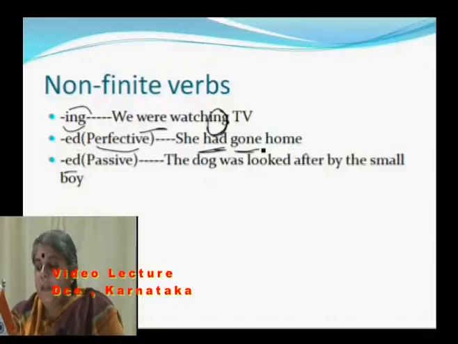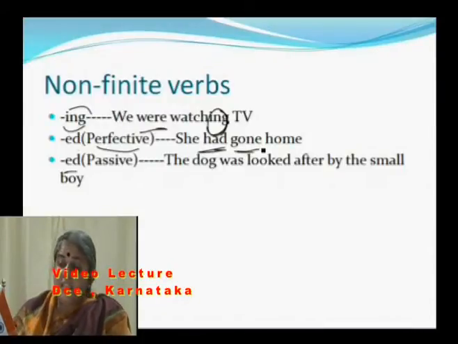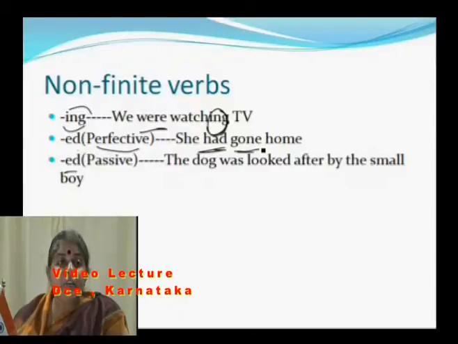Now, let me change this form into active. The small boy looked after the dog. Now, this ed should be in which particular form? It should be in the passive form.